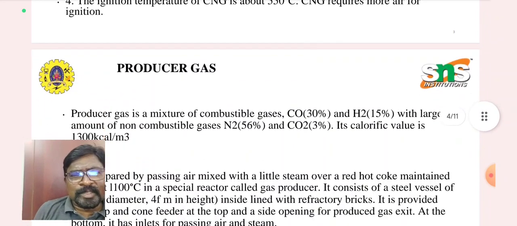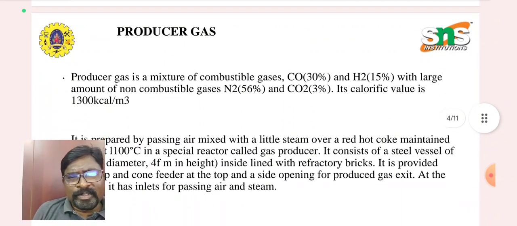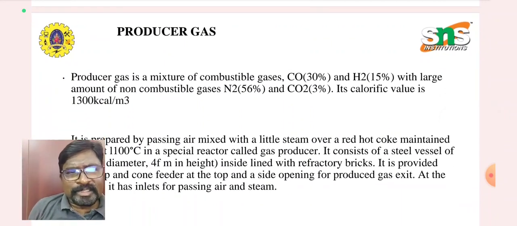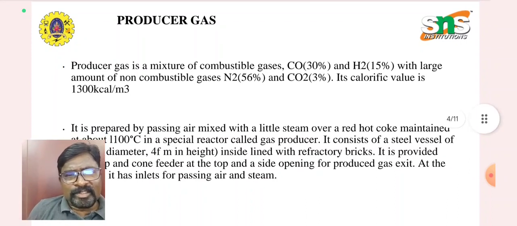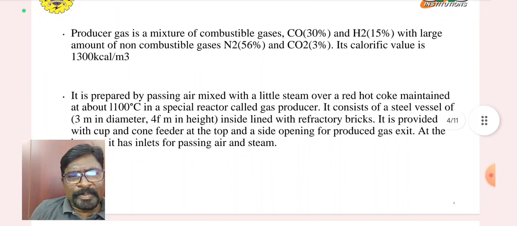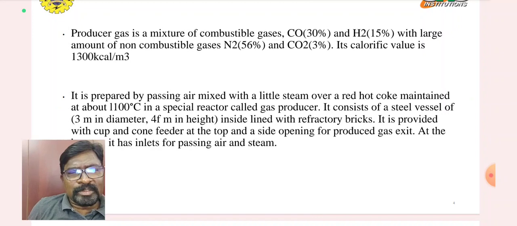Next, we will discuss the producer gas. This producer gas is a mixture of combustible gases like carbon monoxide and hydrogen with a large amount of non-combustible gases like nitrogen as well as carbon dioxide. Its calorific value is 1300 kilocalories per meter cube. It is prepared by passing air mixed with a little steam over red hot coke maintained at a temperature of 1100 degrees Celsius in a special reactor called the gas producer.